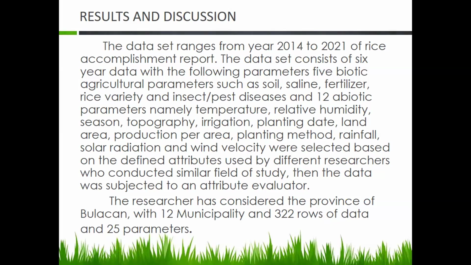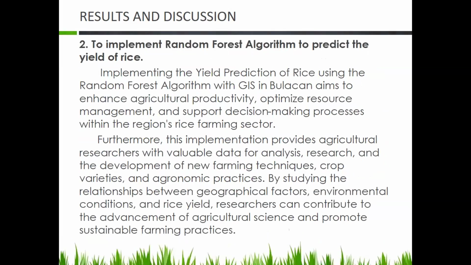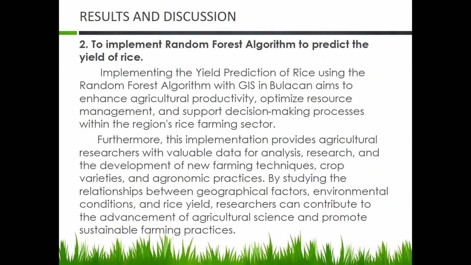So we have considered the province of Bulacan with 12 municipalities and 332 rows of data and 25 parameters. Now, we have performed attribute evaluation through WEKA, a data mining tool, on the set of possible attributes. So those attributes are 5 biotic and 12 abiotic, and were selected based on the defined attributes used by different researchers also.